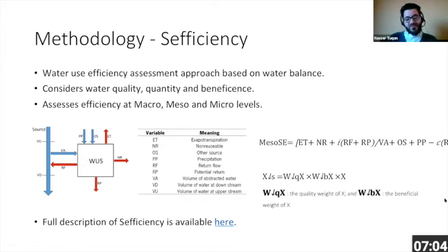In addition, sufficiency assesses the efficiency of water use on 3 different levels or scales: macro, meso, and micro. Micro is the local level within the water use system that you define, while macro is more on the water source itself, the aquifer itself, which means a typical transboundary type of analysis. Meso is somewhere in between, the impact of a system within the water use system on the actual resource. And that's what we have been working on. Next slide, please.